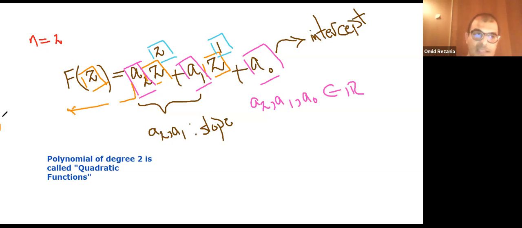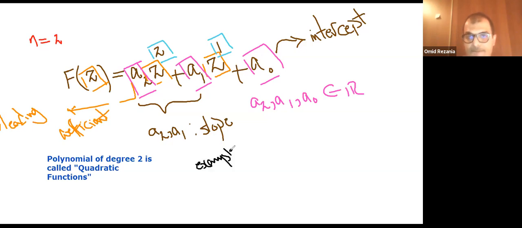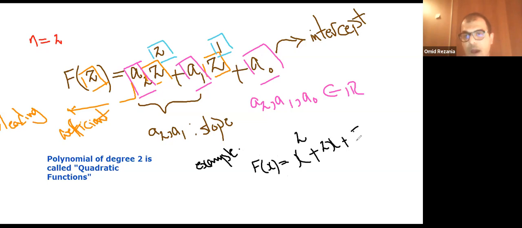This one is the leading, I should say, leading coefficient. As an example of the polynomials, you have seen this function, for example, f of x becomes x squared plus 2x plus pi. That's going to be an example in which the leading coefficient is going to be 1.